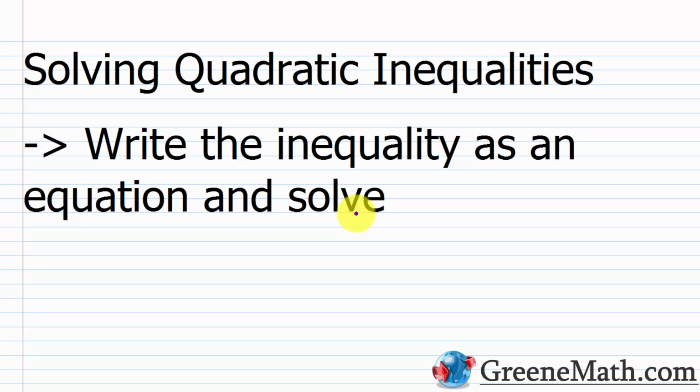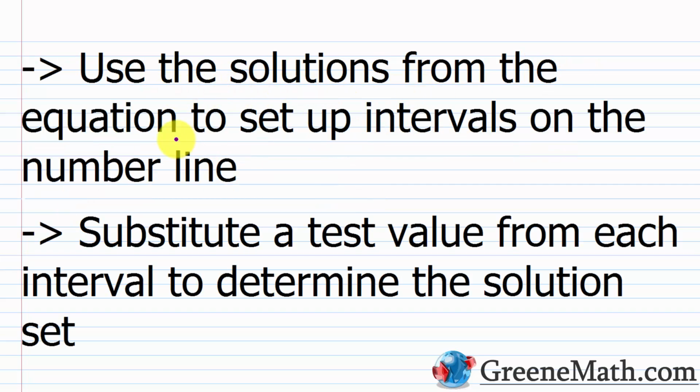So we're going to focus on a method that relies on test values. For solving quadratic inequalities, the first thing we want to do is write the inequality as an equation and solve. What this is going to do is give us our boundaries, or some people will call them endpoints, some people will call them critical values. Now we're going to use the solutions from the equation to set up intervals on the number line. And again, we'll see that in a moment when we look at an example.